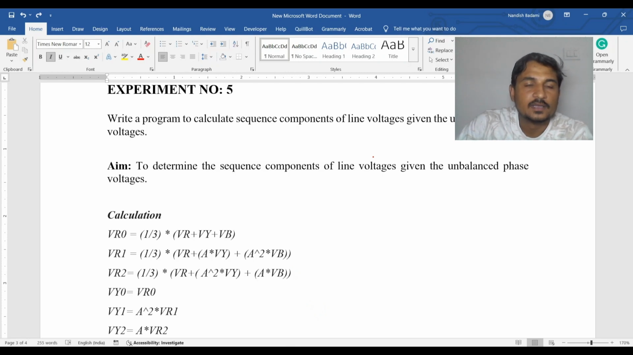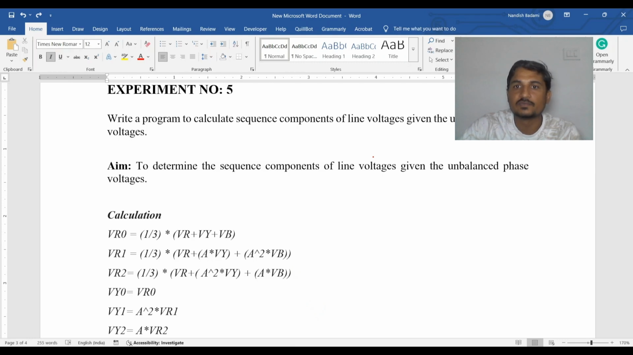Hello everyone. In this video, we are going to discuss how to write a program to calculate the sequence components of a line voltage when given unbalanced phase voltages. Unbalanced phase voltages are VR, VY, and VB, the three phase voltages, and the sequence components are positive sequence, negative sequence, and zero sequence. These three sequences are separate for R phase, Y phase, and B phase.